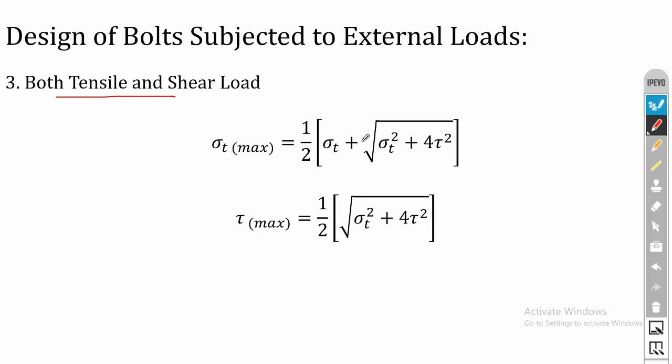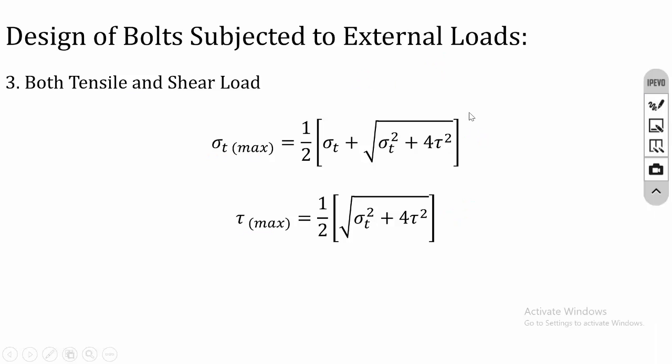So the third one is the bolt is subjected to both tensile and shear load. So in this case, first we have to consider the tensile load alone and calculate sigma T. Then we have to consider the shear load and calculate the tau value. Then after calculating sigma T and tau, we have to use the combined stress equations. So if sigma T is given in the problem, then you can use the maximum principal stress equation. If tau value is given in the problem, then you can use the maximum shear stress equation and substitute the values and calculate the diameter of the bolt.